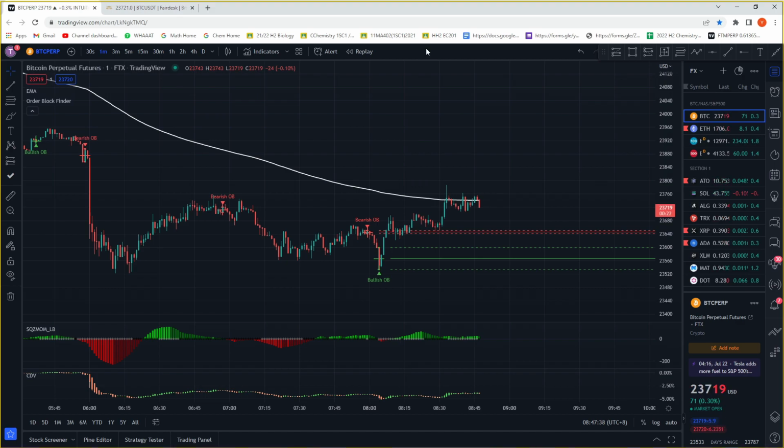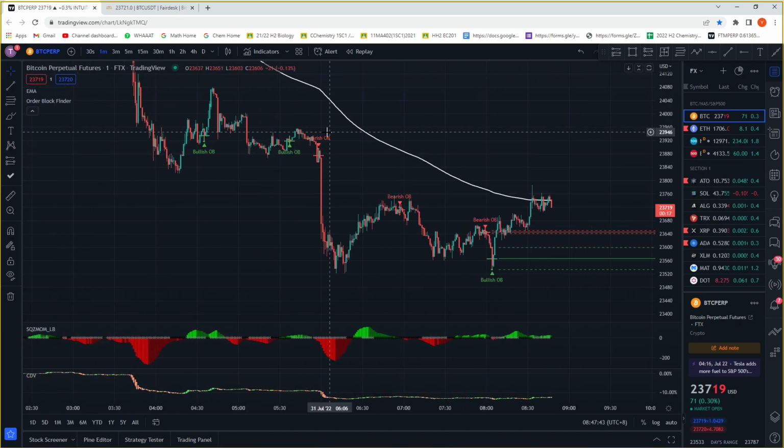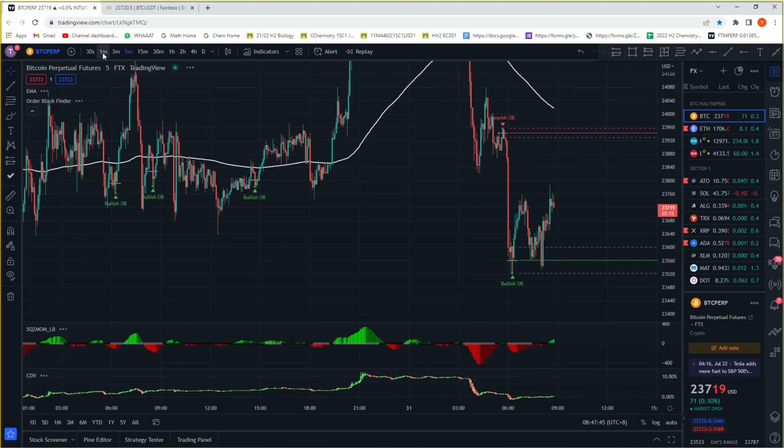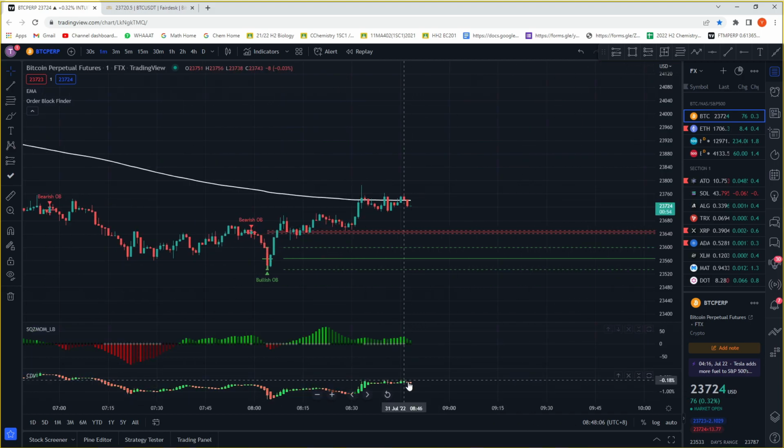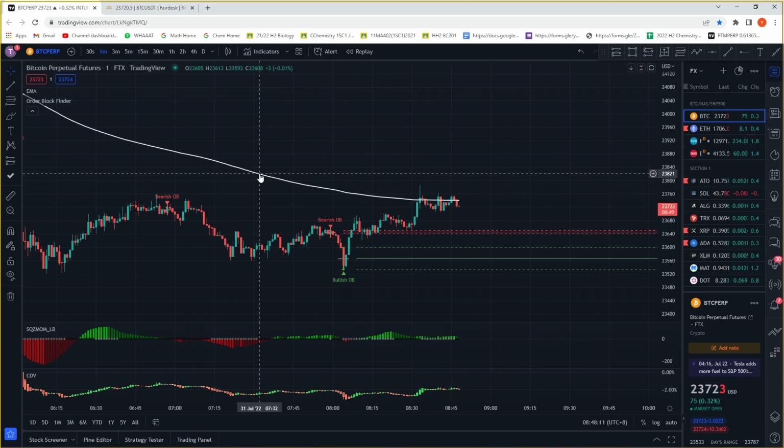So anyways, for this video I'll be using a few indicators. The first up will be your EMA indicator, which is your 200 EMA for both the 5 minute time frame and the 1 minute time frame. It's the same thing. Next up will be your order block finders, where I can identify support and resistance, bullish order blocks being your support and bearish order blocks being your resistance area. And then I'll be using your squeeze momentum to tell me the momentum of the candles, together with your cumulative delta volume candles right here to tell me whether there are buyers or sellers in the market.